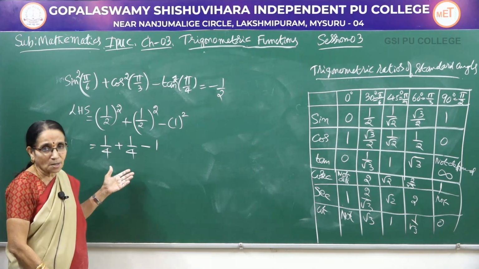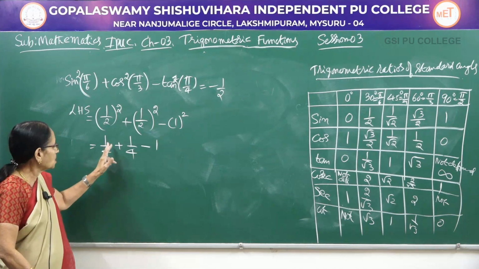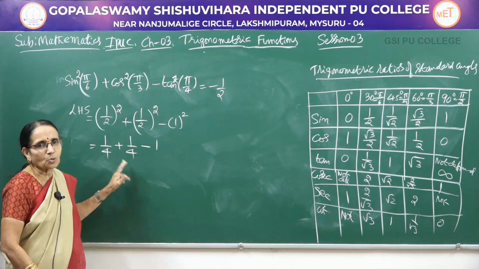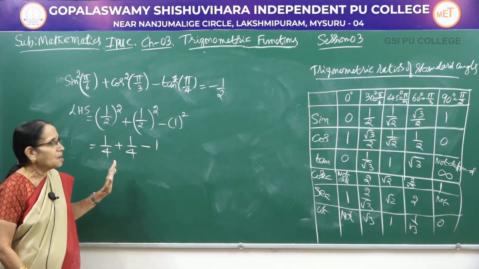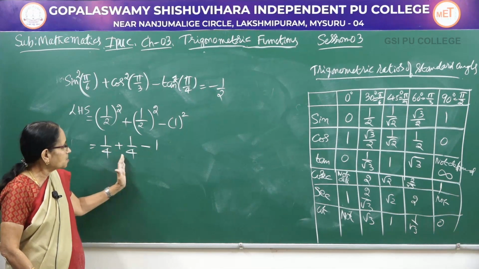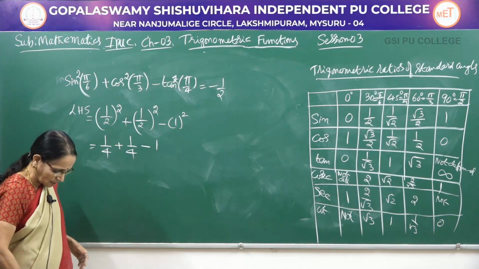Now, these numbers are quite simple. Without taking the LCM you can do, isn't it? Look here, 1 by 4 plus 1 by 4, 1/4 and 1/4. When you add, what do you get? Half, isn't it? And half plus half minus 1 is minus half. It's a very basic calculation.